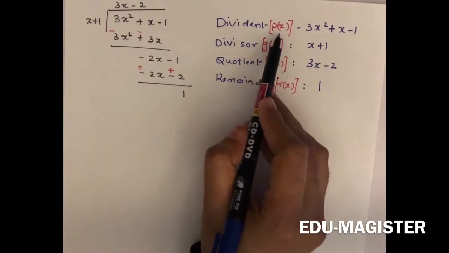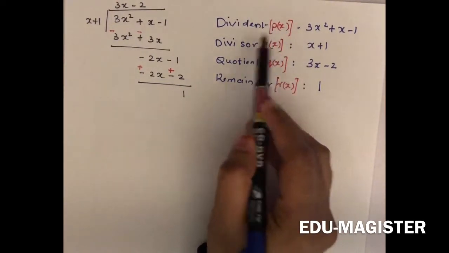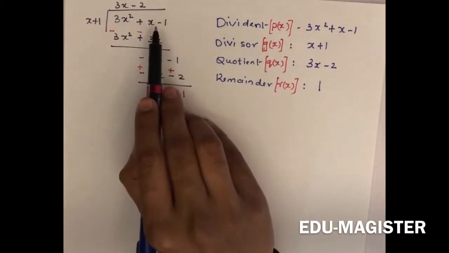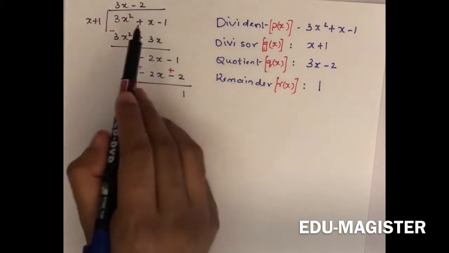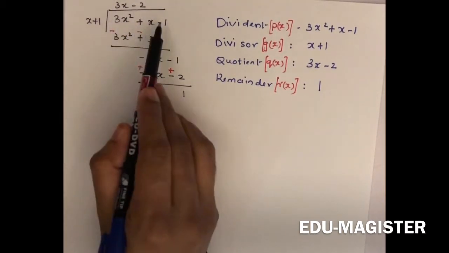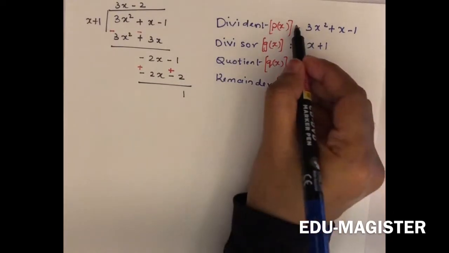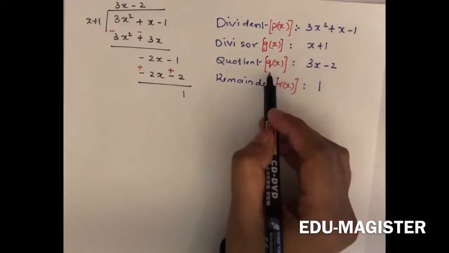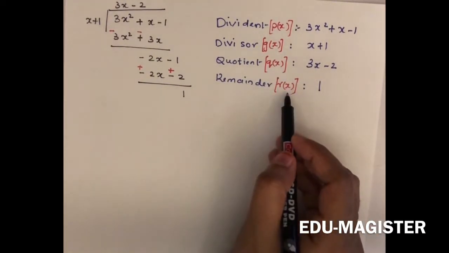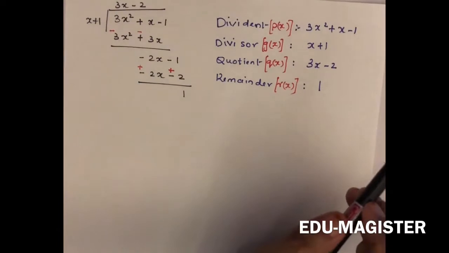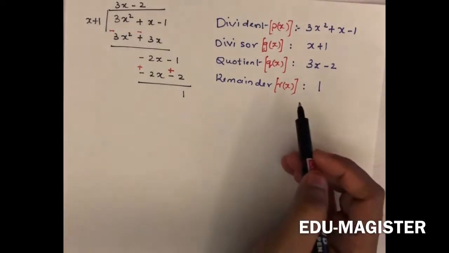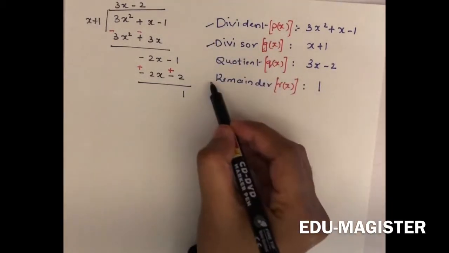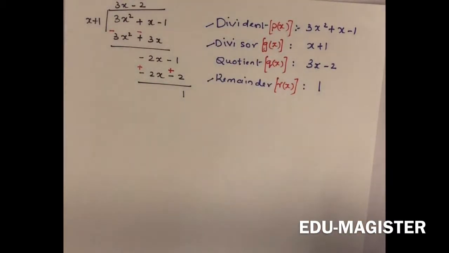And I have indicated how to denote these dividend, divisor, quotient and remainder. P of x is used to denote the dividend, that is, whatever is inside is called dividend, and whatever is outside is called divisor, that is g of x. Quotient is q of x, remainder is r of x. Now there is a very important link between the dividend, divisor and remainder. Let's see what it is.